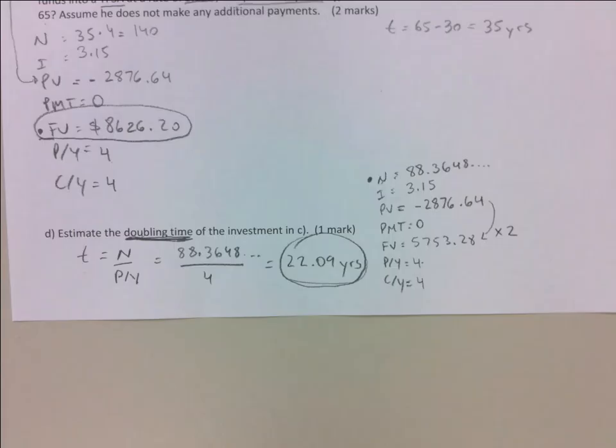It's a long time, right, to double your money? So the interest rate is the problem here. It's a very low interest rate. Once the interest rate goes higher, you'll see that that time will shrink significantly. Okay.